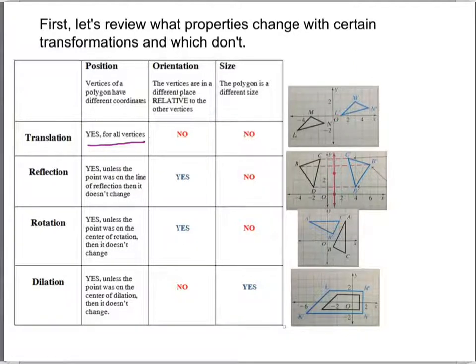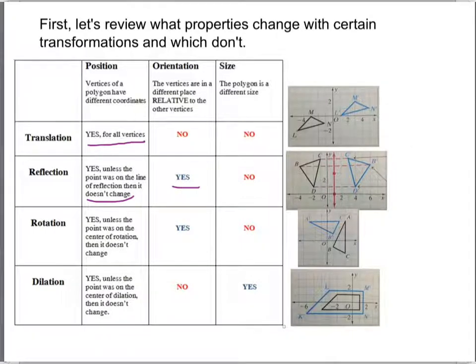In a reflection, so the next picture is a reflection. The position, every position changes except if the point is on the line of reflection itself. So first, if we look at B, C, D, this triangle right here, C and C prime have different coordinates. If the point that we're reflecting was actually on the line, so if I were reflecting a triangle that looked like that, I'd get a triangle that looks like that, and that point would not change. So yes, the position changes unless the point is on the line of reflection.